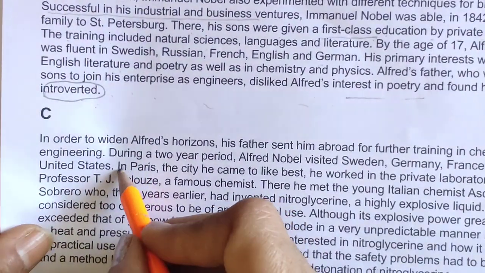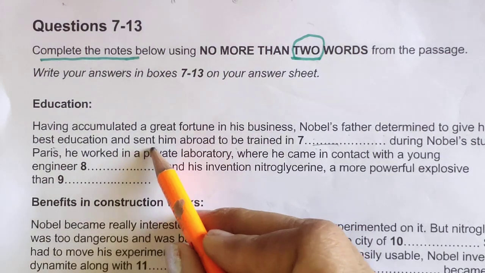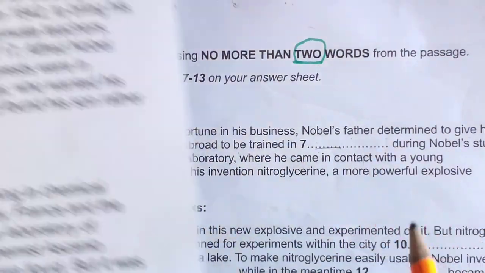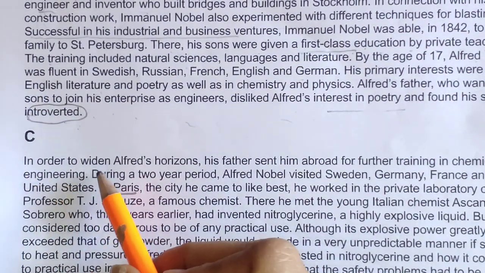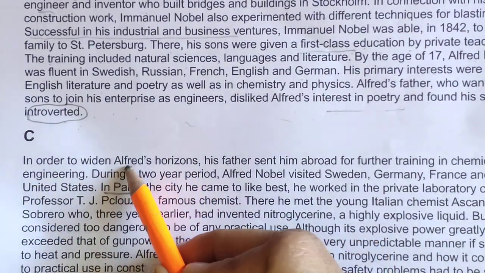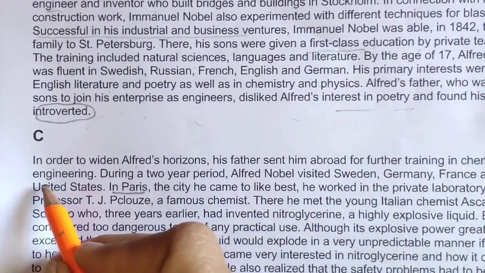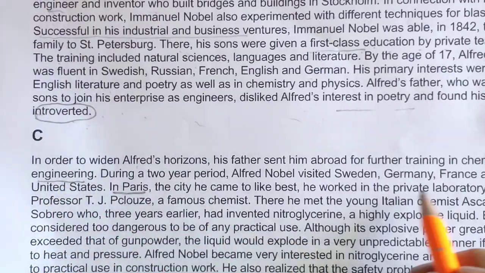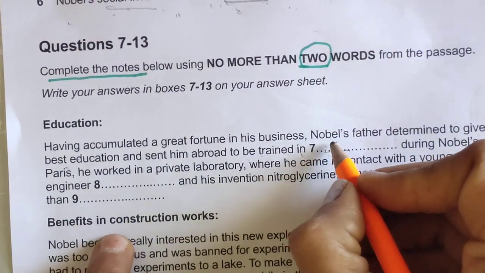Paris is here in the next paragraph. So what we were looking for, let's read it. Sent him abroad to be trained in dash. To be trained in dash, that we have already read. In order to widen Alfred's horizons, his father sent him abroad for further training in chemical engineering. So chemical engineering, trained in chemical engineering.